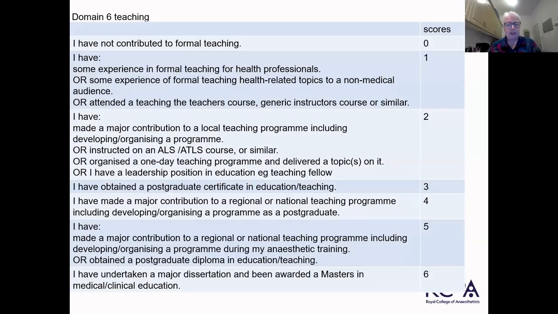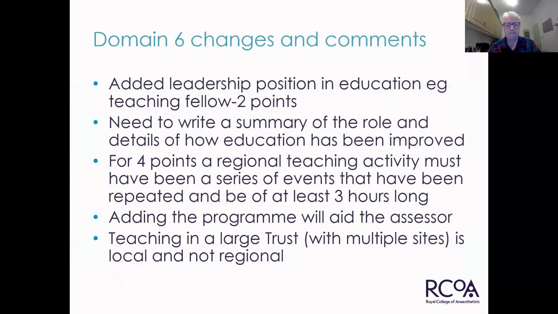So we're moving on to teaching now. A lot of people do gain points in teaching, which is good. But to gain the most points, we put in the guidance document exactly what is a major contribution to a regional or national teaching programme. Those have to be events where there are people attending from outside the region or nationally, and it has to be more than one event. It has to be a series of events, and also it needs to be of a particular time period, and we've clarified this further in the guidance document.